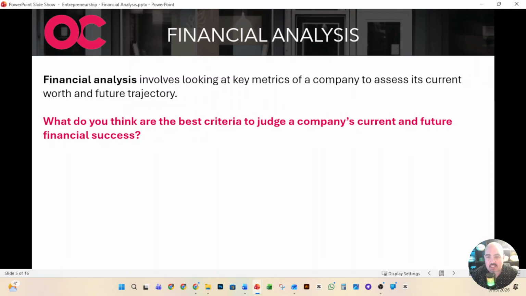So essentially, guys, it's a form of financial analysis. So what do we think are the best criteria to judge a company's financial success? What areas, well, let's think of maybe 4 areas that we could use to judge a business's success. So we can pause there, guys, if you want to think about that for a second. Otherwise, we're going to go straight into spoilers.